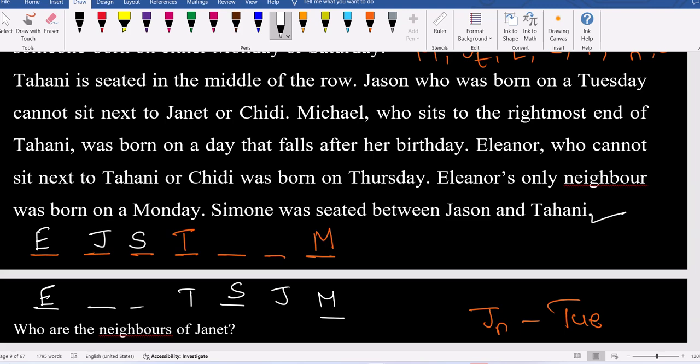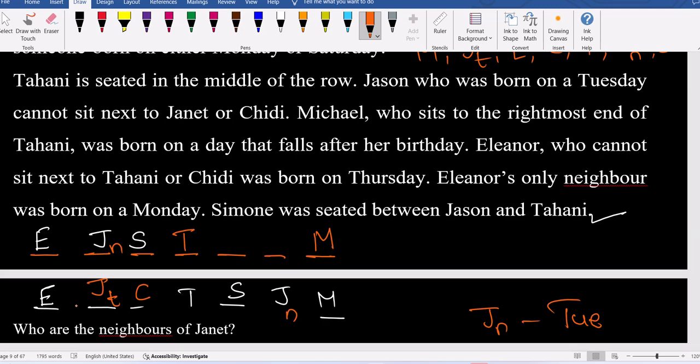Eleanor cannot sit next to Tahani or Chidi. So Chidi will come here. If that is the case, Chidi will take this slot. And one more candidate left over is Jason. No, okay, Jatin will be there. This is one arrangement possibility.